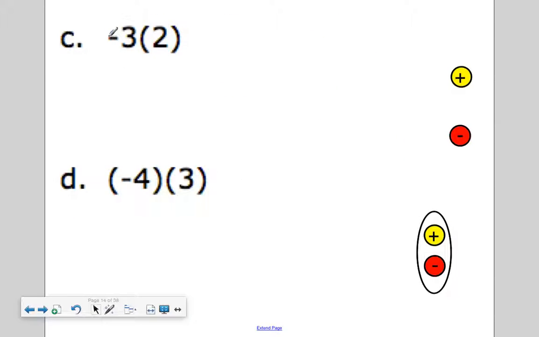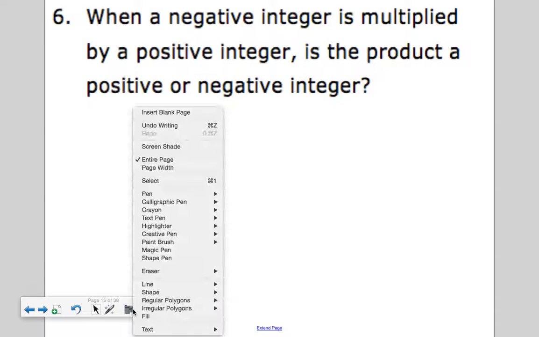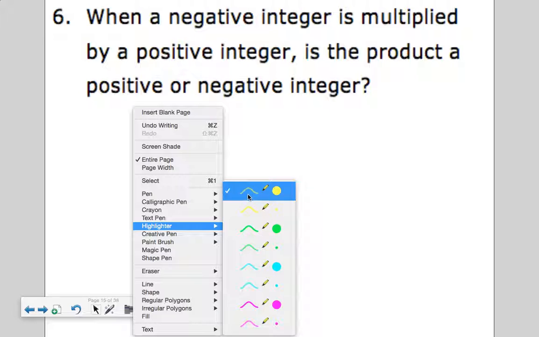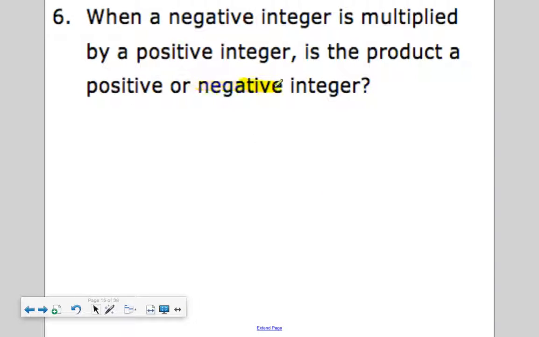Next one. What is the opposite of negative 3 times 2? The opposite of 3 times 2. 3 times 2 is 6, the opposite is negative 6. Or you can think of it as 2 groups of negative 3, negative 6. What's the opposite of 4 times 3? 4 times 3 is 12, the opposite is negative 12. Or you can rewrite this as 3 times negative 4, or 3 groups of negative 4. So when a negative integer is multiplied by a positive integer, is the product positive or negative? It will be negative, because you're doing the opposite of the positive number, which is negative.